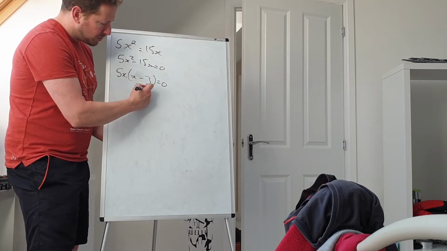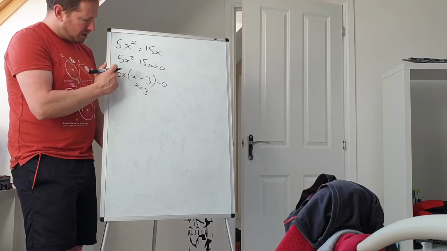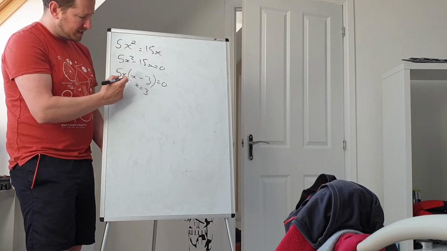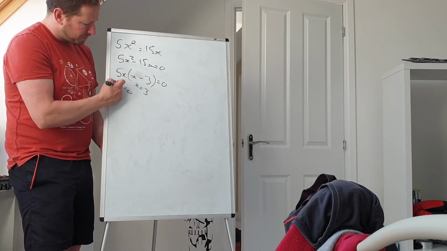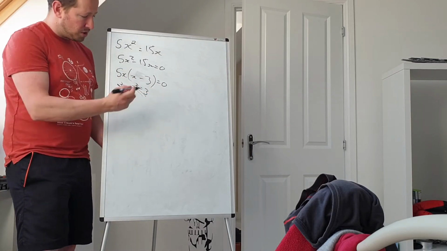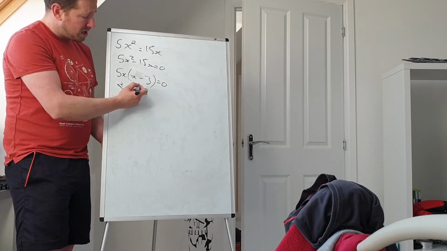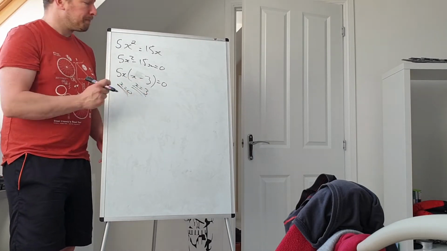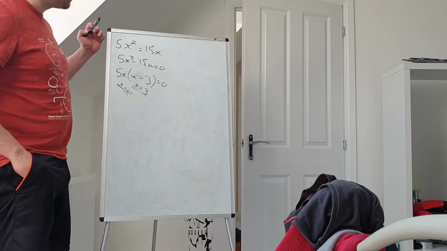So x equals 3 is this solution. And if we make this thing 0, 5x is 0, so that means 1x is also 0. So we've got two solutions: the one that we got earlier, x equals 3, but also x equals 0. So that's how you go about doing those ones.